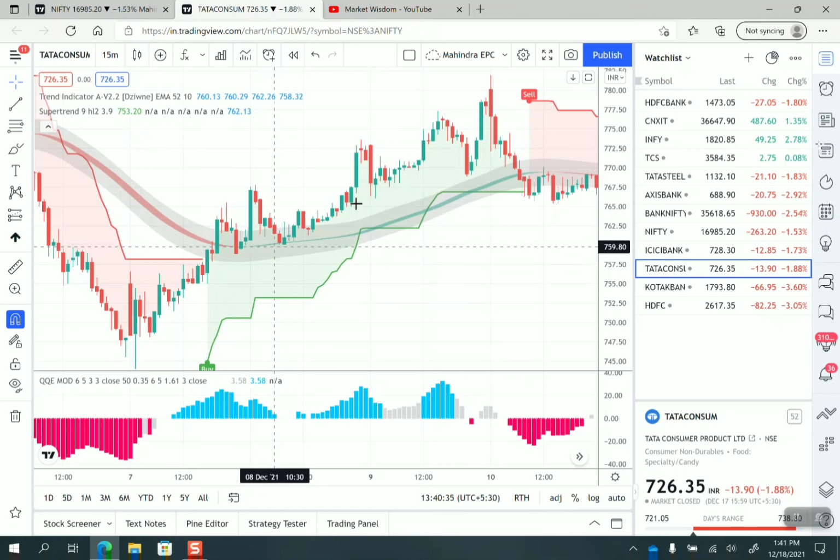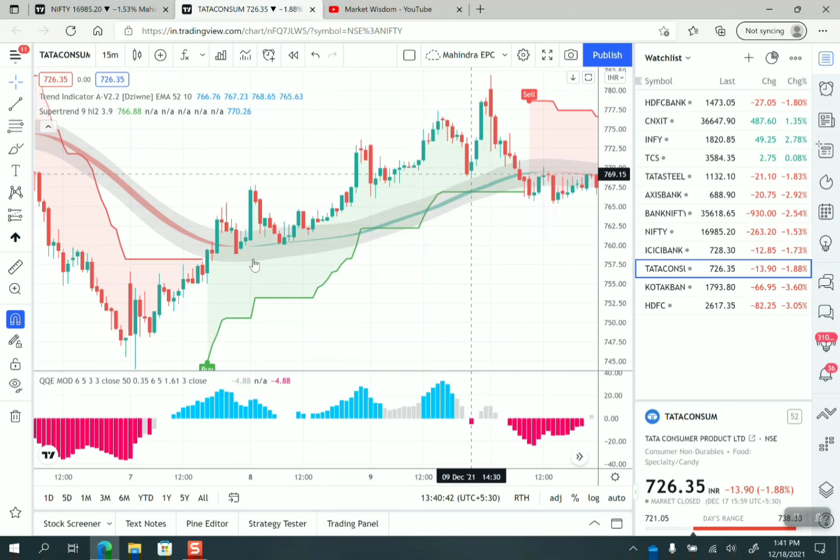And you can see the amount of bounce it has given from that particular level. Almost 20 points of bounce it has given. So this is how you can implement this strategy.